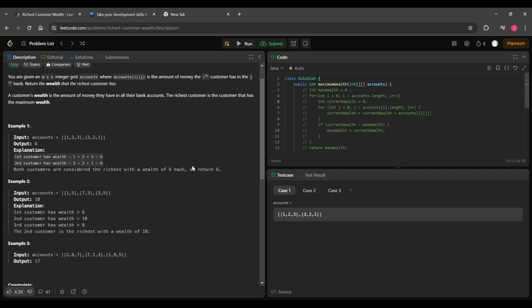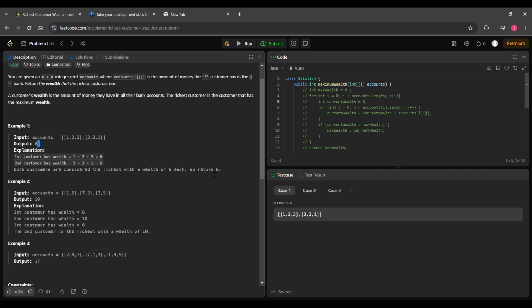So return 6. We just have to iterate over the array. We have to go through the array. We have to find the total amount of money a person has in their banks, and we have to find the wealthiest person out there, the person who has the highest amount of money. Here we can see the highest amount of money is 6. So we have to return 6.